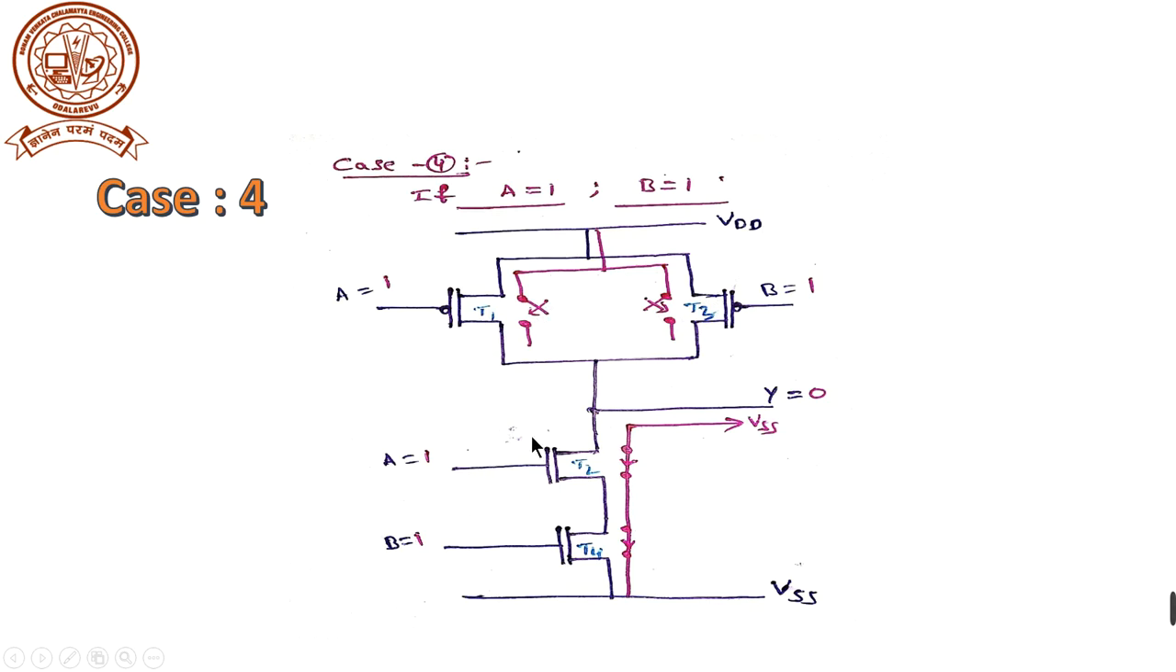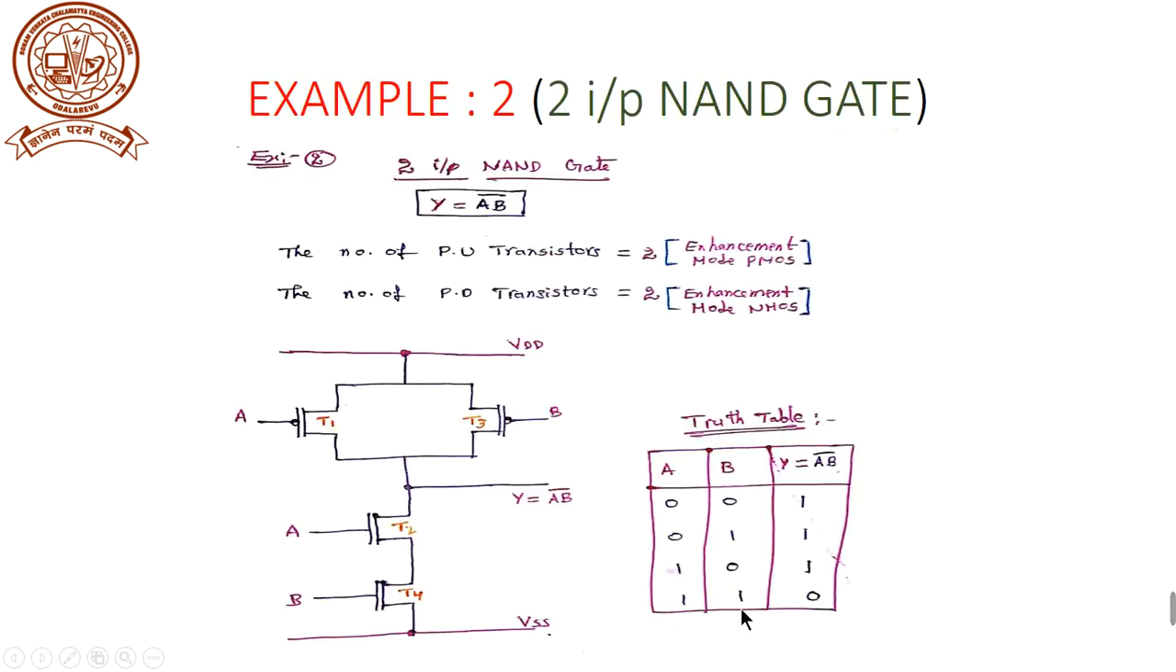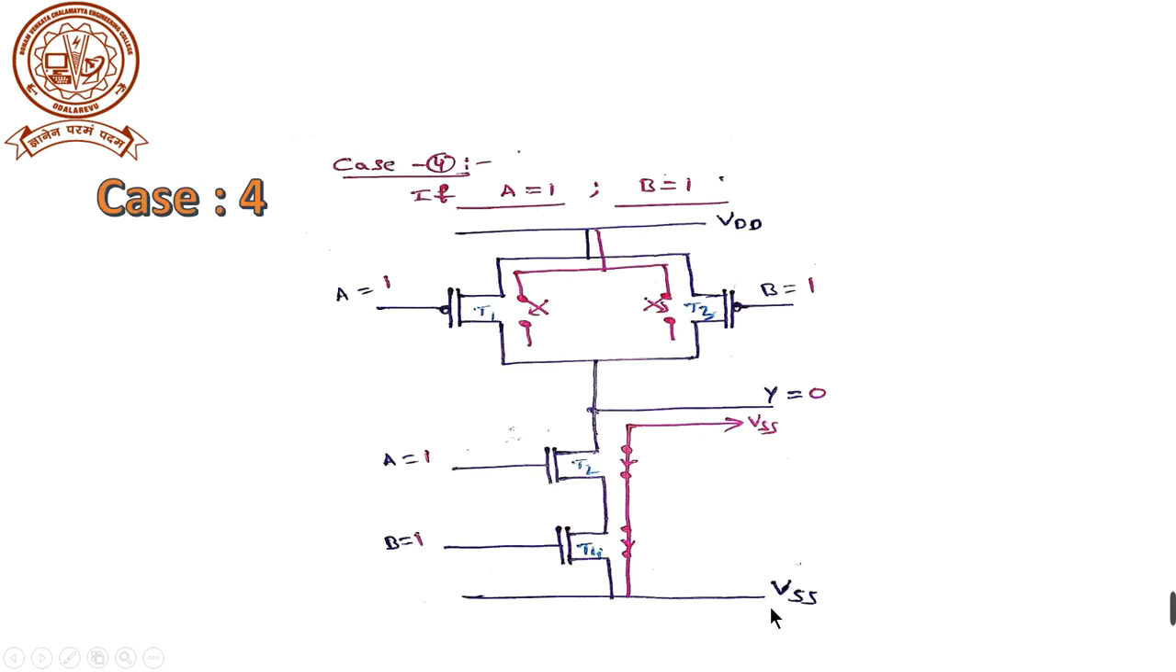And similarly for the pull down logic, both the transistors T2 and T4 should be on state. That means they act as closed switches. That means the output should be connected to ground, that is 0. Simply we can check this, both the inputs are 1, the output should be 0.